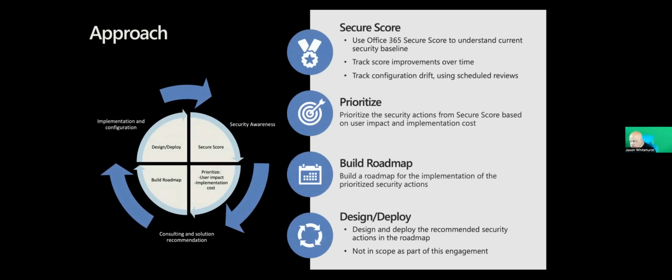So the approach that we take in addressing Office 365 security is using the secure score as a way to deal with security. Another way to do it is go into that domain and turn on the compliance manager. I think that's the name of it.